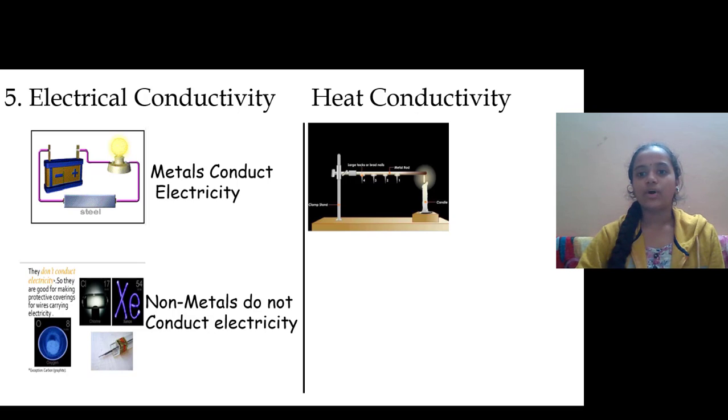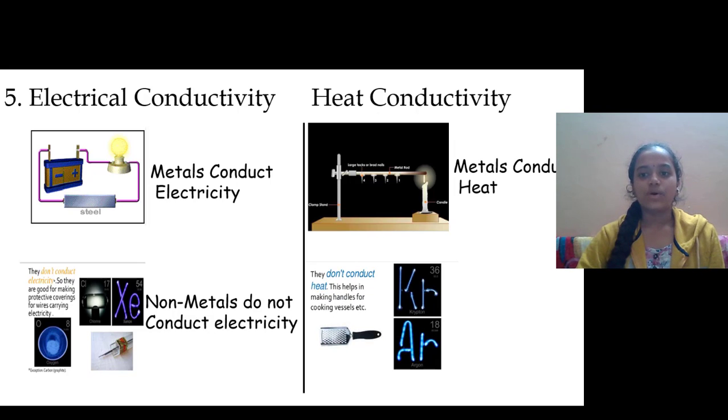In the experiment with the candle and the iron rod with the pins, we can observe that one by one the pins fall down from the iron rod. This means that the heat reaches from one end to the other end. This means metals conduct heat, whereas non-metals do not conduct heat, and this is the reason why metals are used in making handles of cooking vessels.